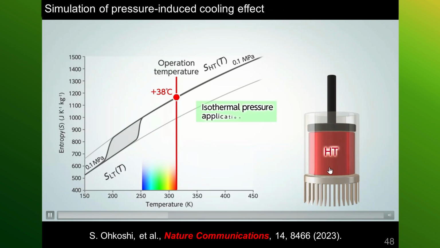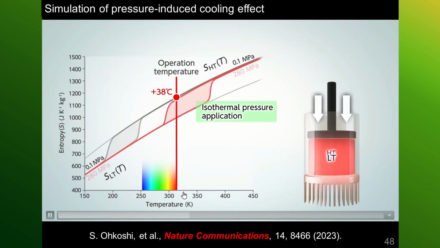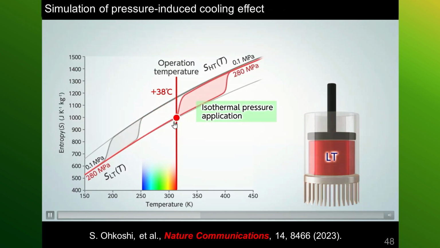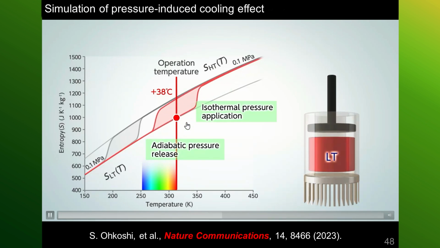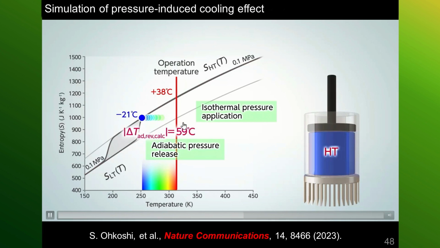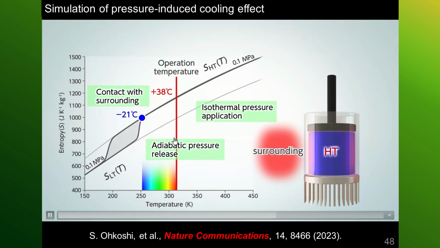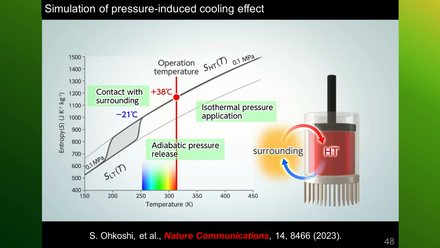For example, at 38 degrees Celsius, when the material shifts from the high temperature phase to the low temperature phase like this, it releases heat, dumping the heat downward. When the pressure returns momentarily from this state, it returns to the high temperature phase, so it cools itself tremendously. The magnitude of the cooling effect is, although this is based completely on theoretical calculations, 59 degrees Celsius. Thus we confirmed with calculations that this material can lower temperature.